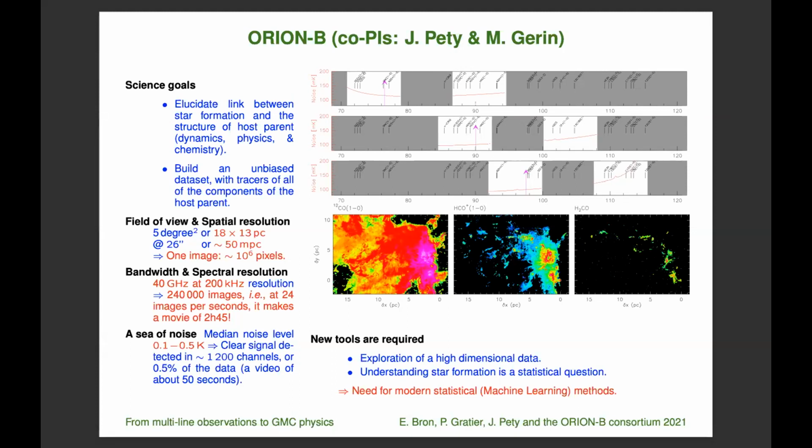The main science goals are to elucidate the link between star formation and the structure of the host parent cloud, studying dynamics, physics, and chemistry, and also to build an unbiased data set with tracers of all the components of the cloud. So it's a huge data set, and we want to develop new tools to explore first high-dimensional data and then to understand star formation as a statistical question using modern statistical, in particular machine learning tools.